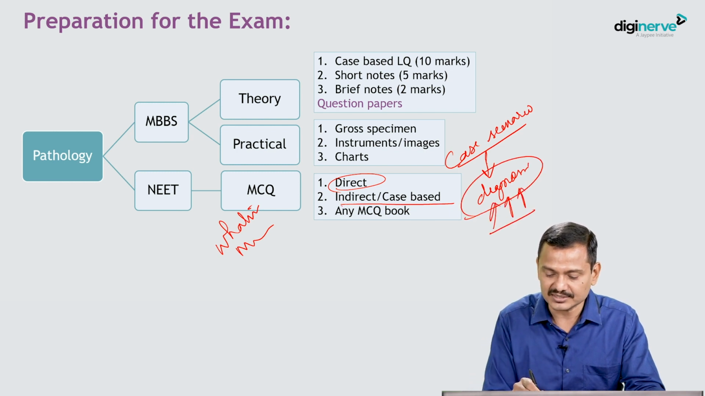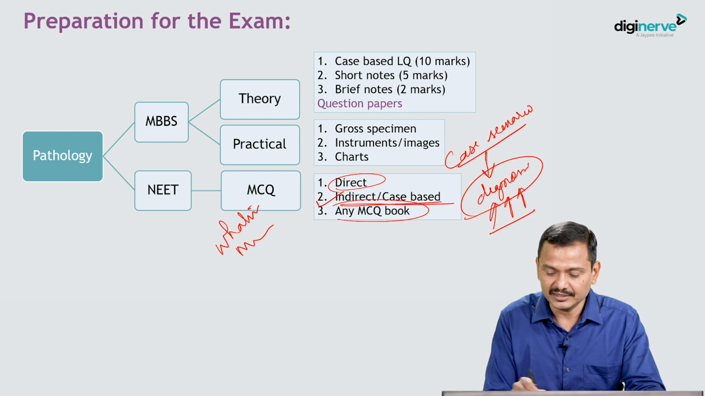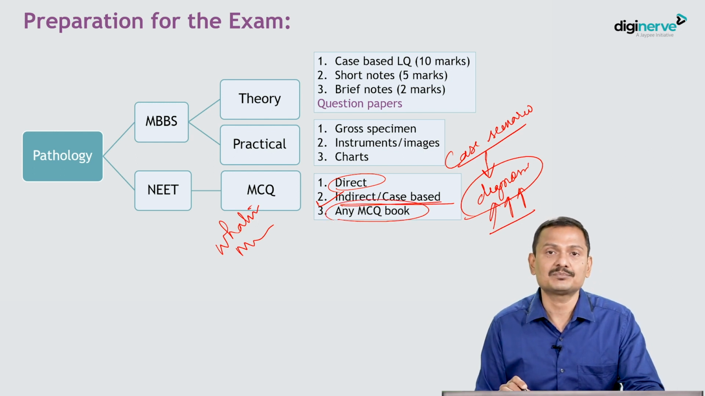That is what is called indirect or case-based, and these are all higher order thinking questions. And for reading, you can always use any MCQ book for your reference.